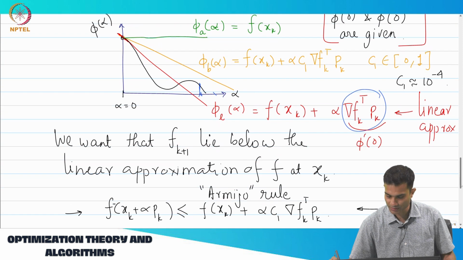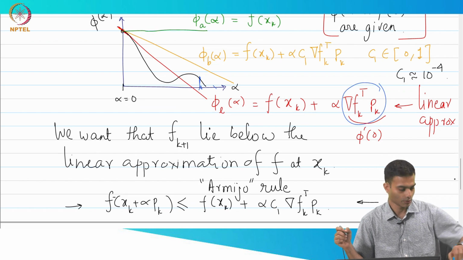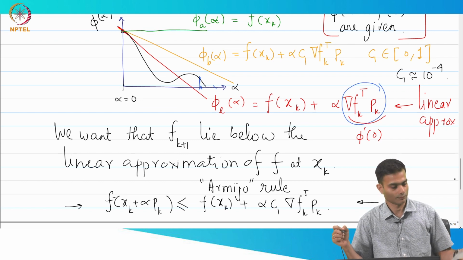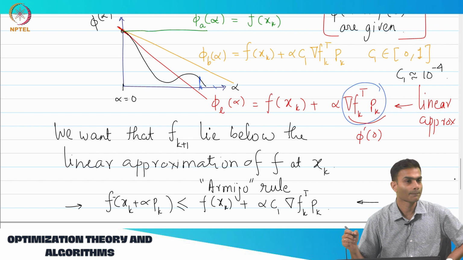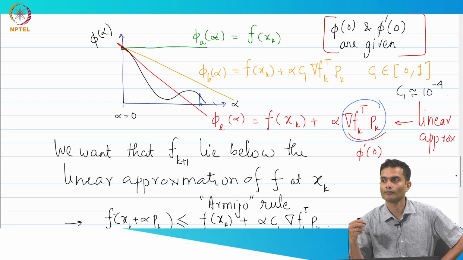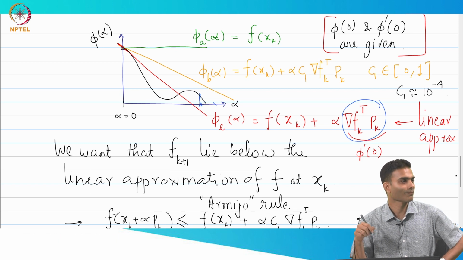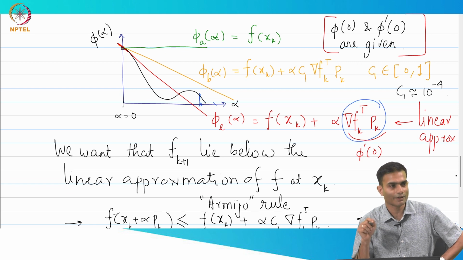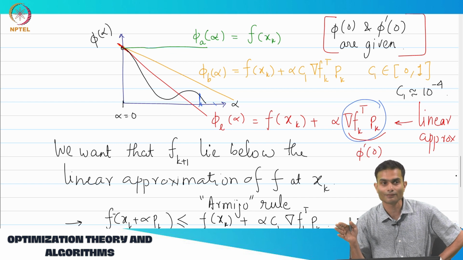Can someone think of a problem with this rule? Now that we have stated this rule, let's also try to find what are the deficiencies in this rule. Can there be no alpha that satisfies this? If I take a very small value of alpha, will this get satisfied? It will get satisfied, right? If I pick a very small alpha, this expression will get satisfied, particularly because there is a C1 hanging out there. And keep in mind, this is the direction of descent.